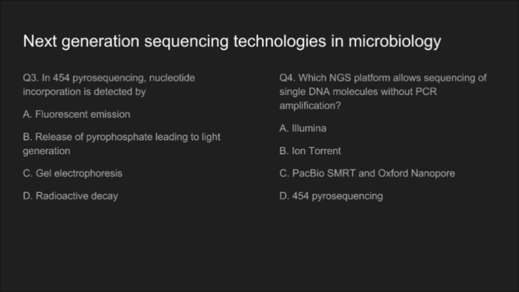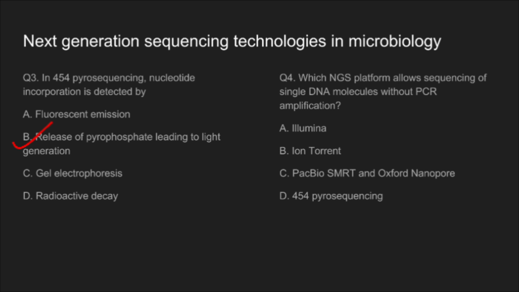Now question number 3. In 454 pyrosequencing, nucleotide incorporation is detected by option A, fluorescent emission, B, release of pyrophosphate leading to light generation, C, gel electrophoresis, D, radioactive decay. So the correct answer for this question is option B, release of pyrophosphate leading to light generation. So on incorporation of nucleotides, they release pyrophosphate, which triggers a luciferase reaction, and this reaction emits detectable light.